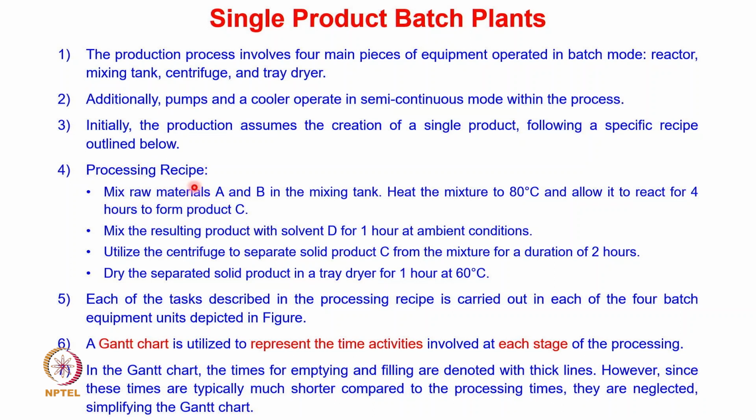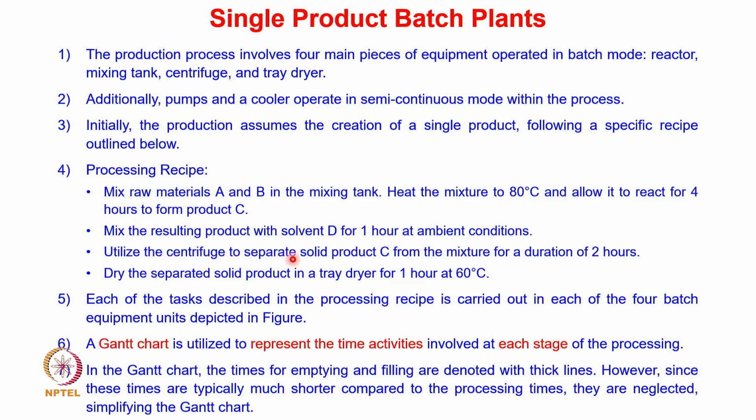So the production recipe here is this: mix raw materials A and B in the mixing tank, heat the mixture to 80 degrees Celsius, and allow it to react for 4 hours to form the product C. So you can see that the time required for this particular step is 4 hours. Then mix the resulting product with solvent D for 1 hour at ambient conditions. So for stage 2, you can see that the time required is 1 hour.